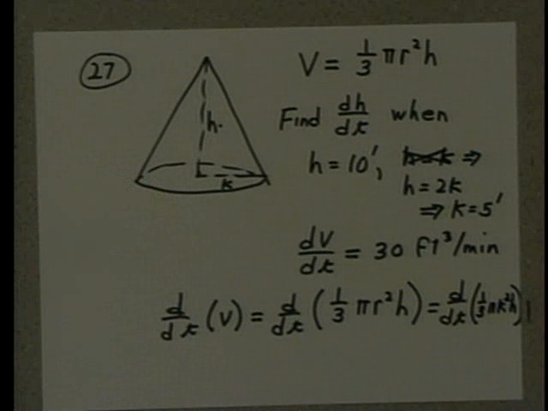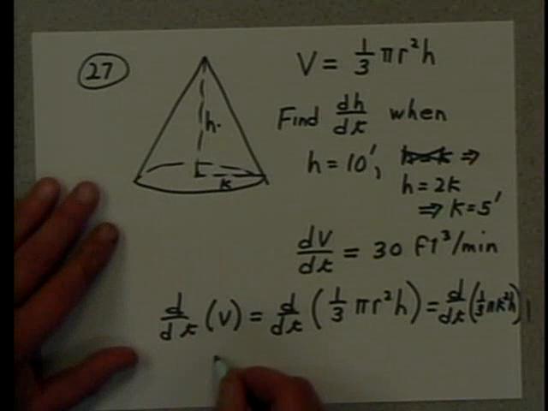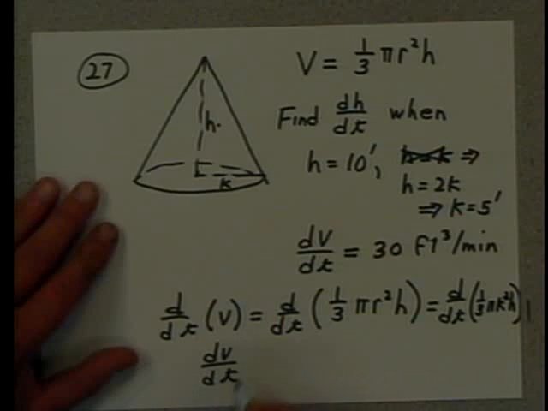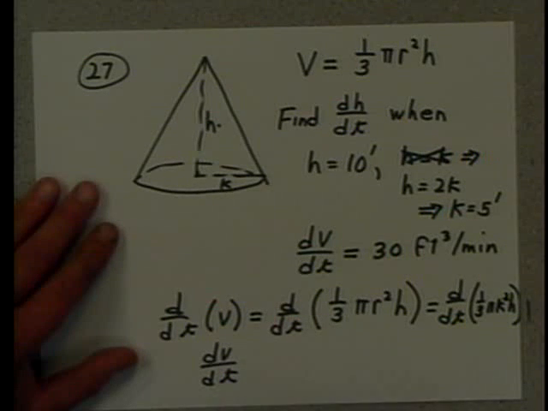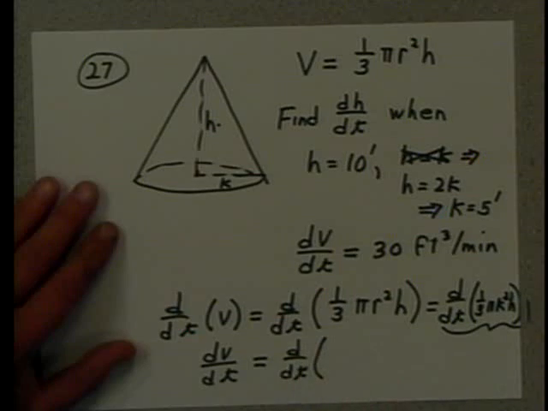It should be one third pi k squared, right? Because we use k for r. All right, what do I get on the left, the derivative of V with respect to t? It's 30. Well, not yet. That's later, after I do my derivative. Okay, I've got to do this part. What's the derivative of one third pi k squared? Well, I'm going to view this as something else to make it a little easier.